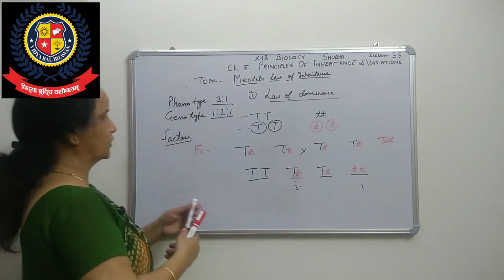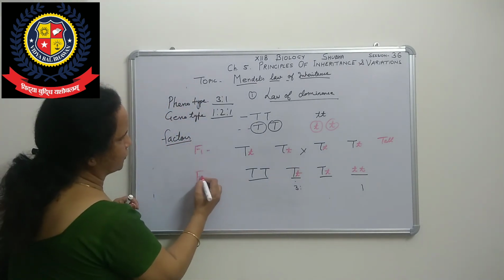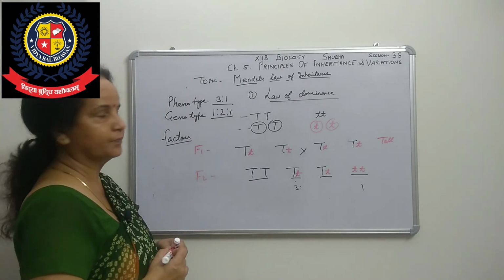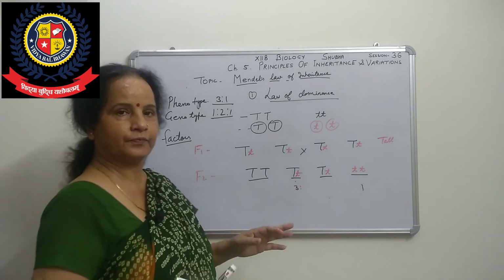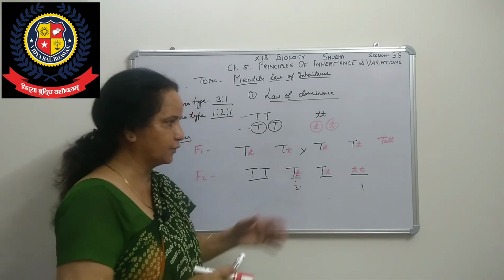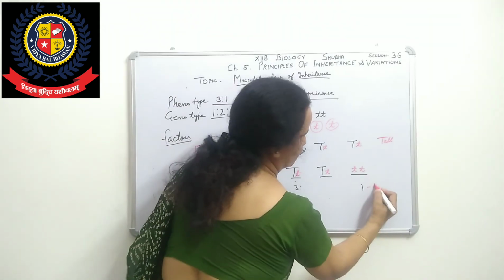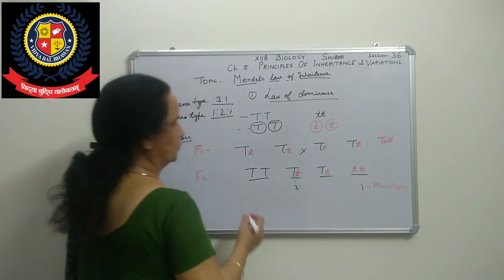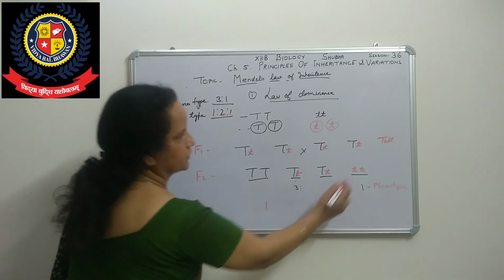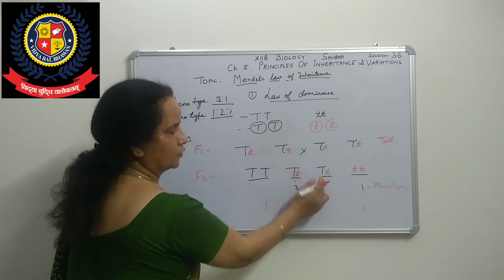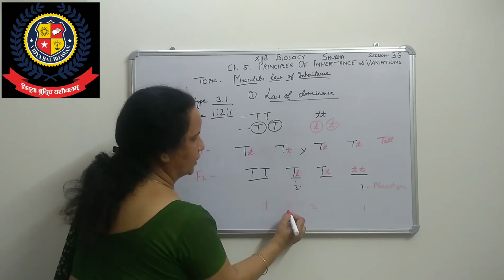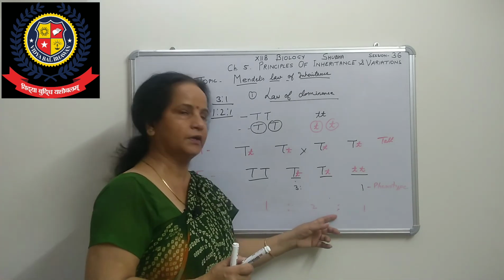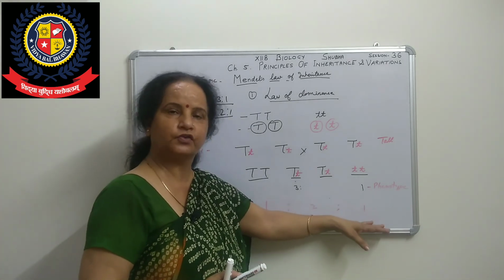But when we come to the F2 generation, also called the filial generation, we get this. This one is the phenotype ratio, 3:1. When we talk about the genotype ratio, this is only 1, this is only 1, these two are the same. So here we are getting 1:2:1. This ratio is the genotype ratio.